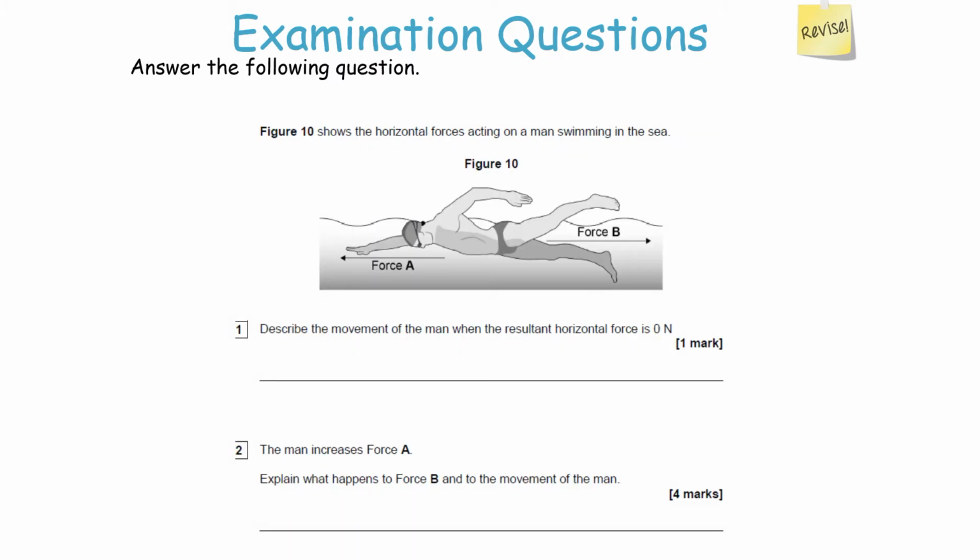Let's have a look at another question. Figure 10 shows the horizontal forces acting on a man swimming in the sea. Describe the movement of the man when the resultant horizontal force is 0 newtons. Then the man increases force A. Explain what happens to force B and to the movement of the man.